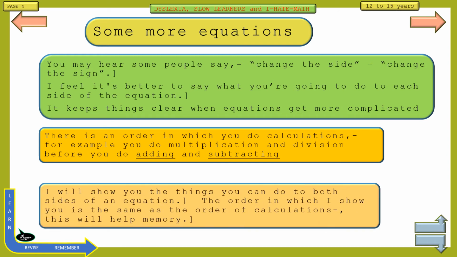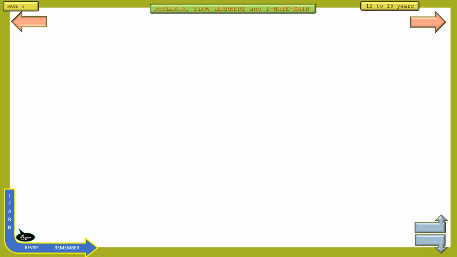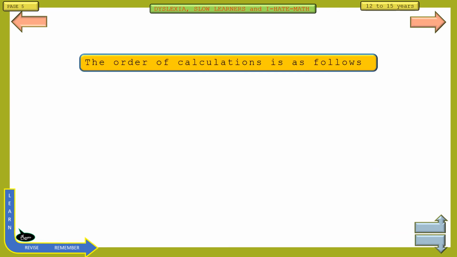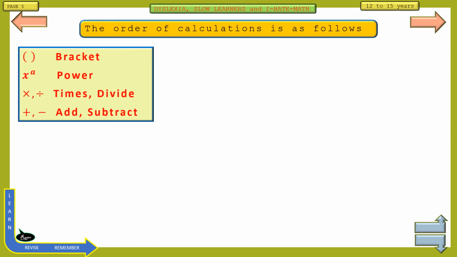I will show you the things you can do to both sides of an equation. The order in which I show you is the same as the order of calculations. We saw this in a previous video. This will help your memory. The order of calculations is as follows. Here is the chart we've seen in previous videos: brackets, power, times divide, add, subtract.